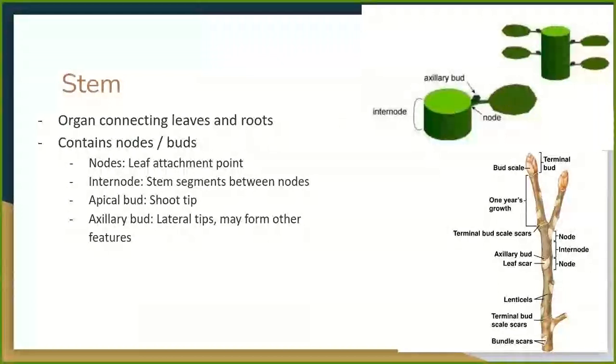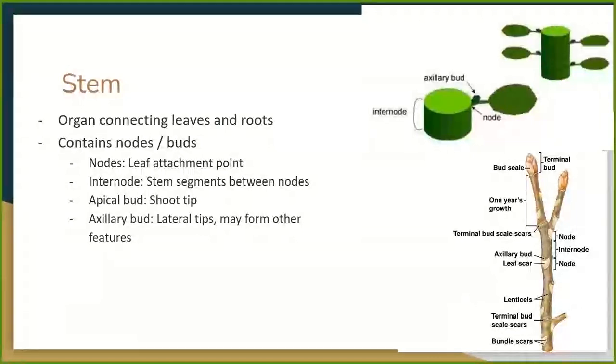So again, what I was talking about is stem structures. What I've said is on the slide, but in recap, stems will connect leaves and roots and contain different features. So just listing it off again, nodes are where leaves attach to the stem. Internodes are the segments between the nodes. The apical bud is where the shoot tip is, and axillary buds are where lateral tips are, and these can eventually form different structures as well.